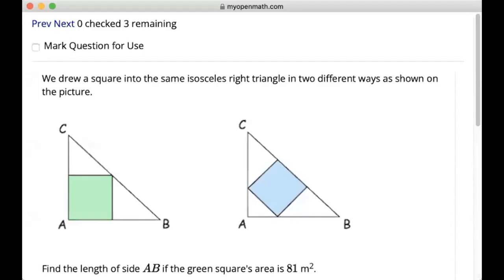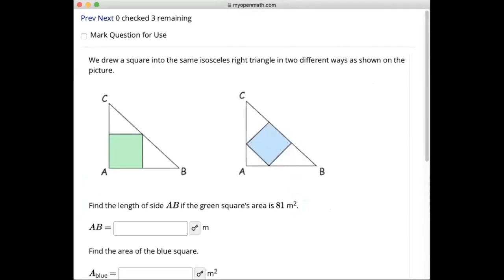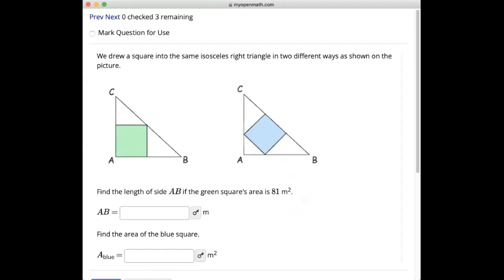This looks like a really fun problem. So we have an isosceles right triangle, and into it, we drew a square. No, these are two different squares in two different ways. So here, two sides of the square coincide with the legs.